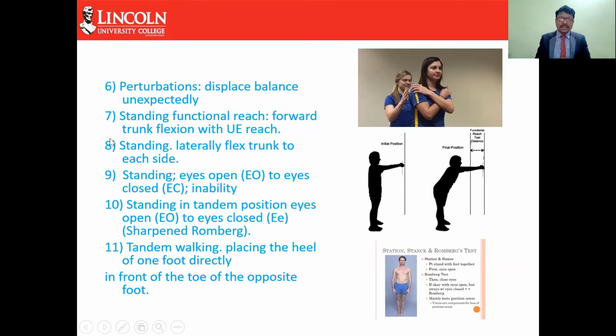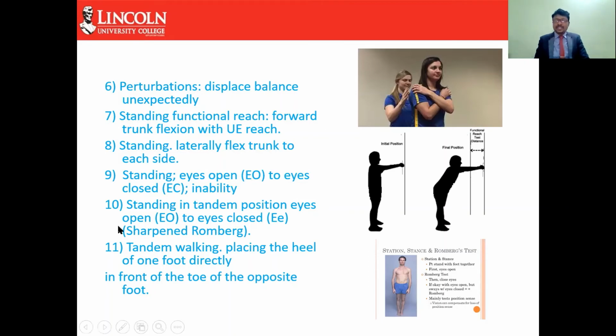Coming to standing lateral flexion of the trunk to each side. In the standing position, ask them to stand properly, raise one hand, and lean towards the right side as well as the left side. If they have weakness or incoordination, they may lean on that side or have a chance of falling down.